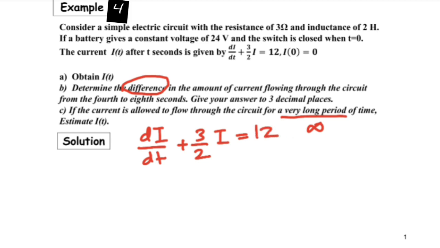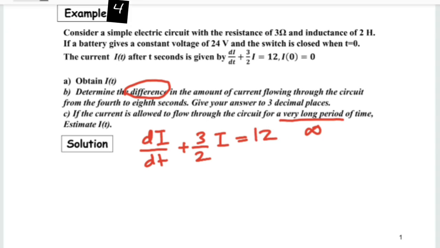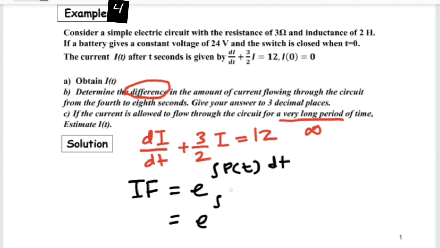So this is non-separable, so we have to solve it using an integrating factor. We have to find the integrating factor first. The integrating factor formula is e to the power of the integral of p, where p is a function of t, with respect to t. From the model we know that p is 3/2. So we have e to the power of the integral of 3/2 with respect to t, and the answer we obtain is e^(3/2 t). That is our integrating factor.